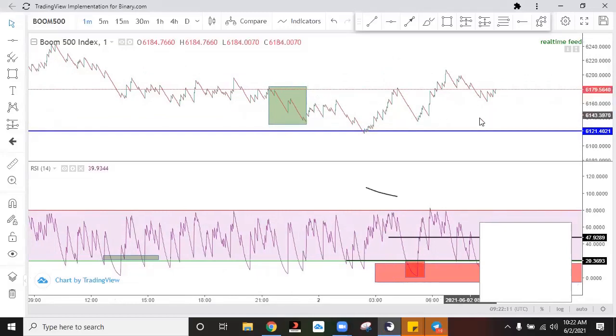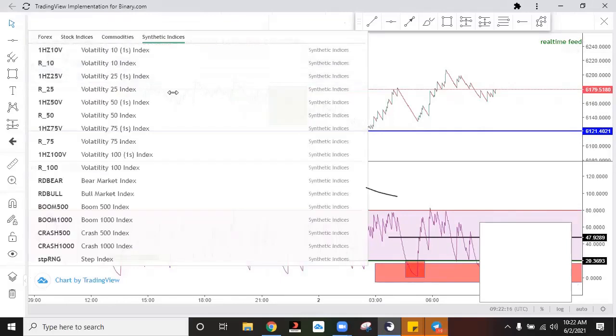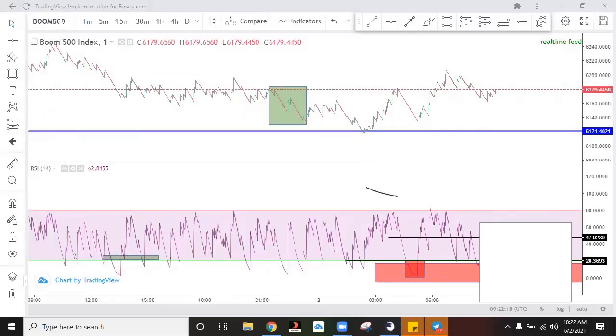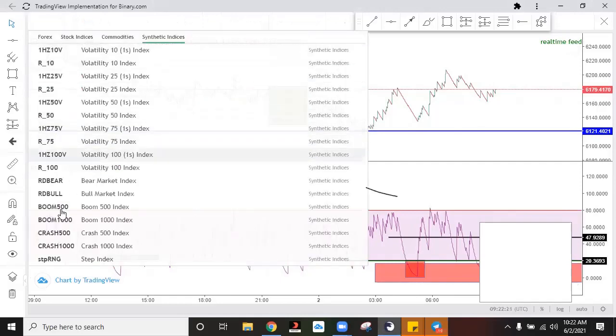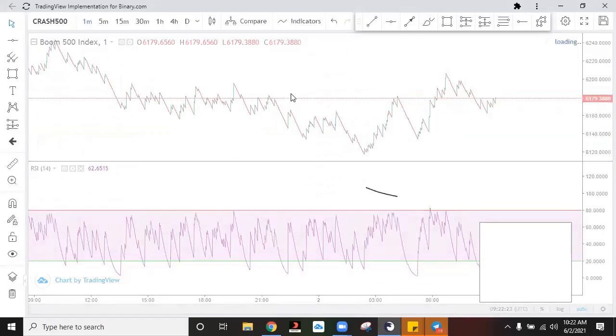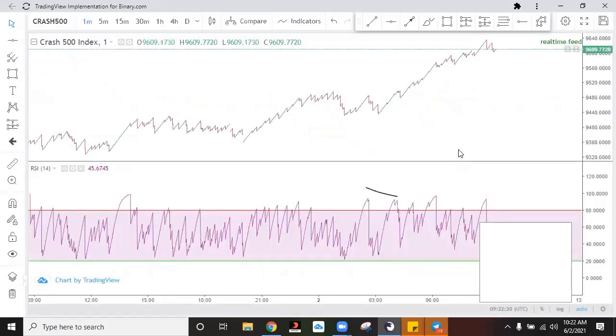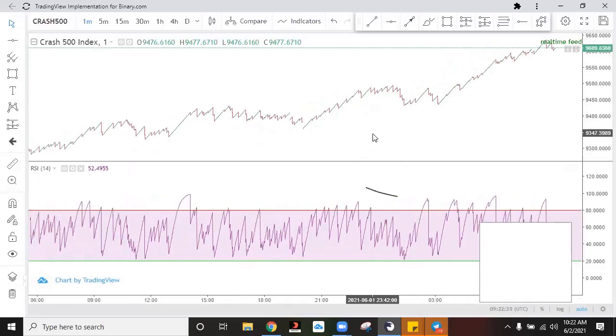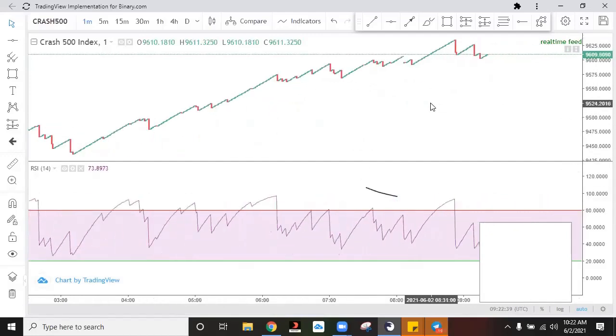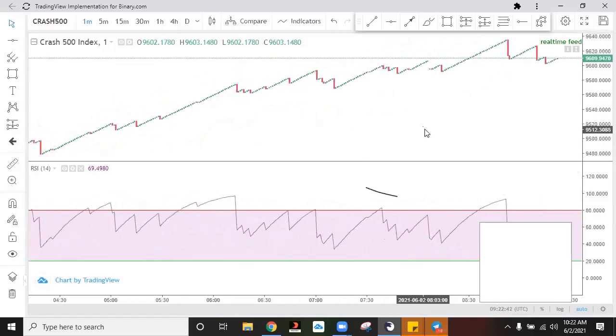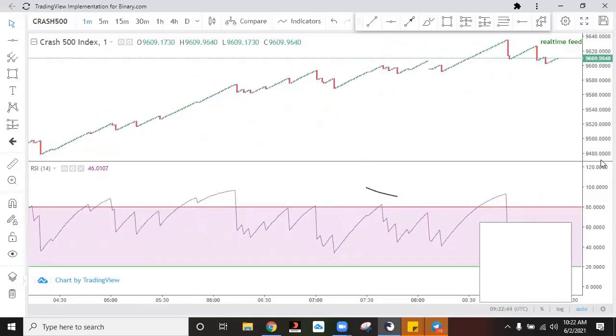Okay, let me look for another simple illustration. Let us go to maybe Crash 500. Now here in Crash 500, we're gonna use another simple illustration for us here. Just zoom this out. This is a very good illustration, a very perfect one.